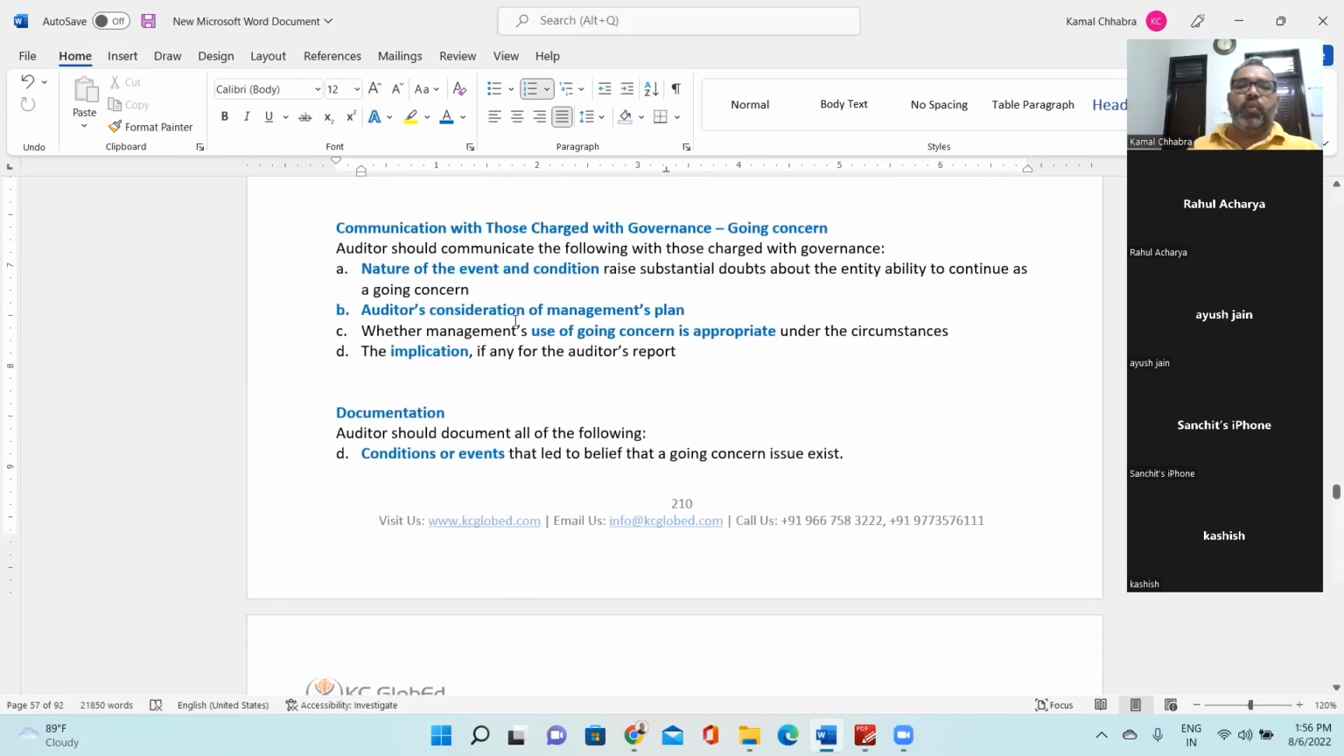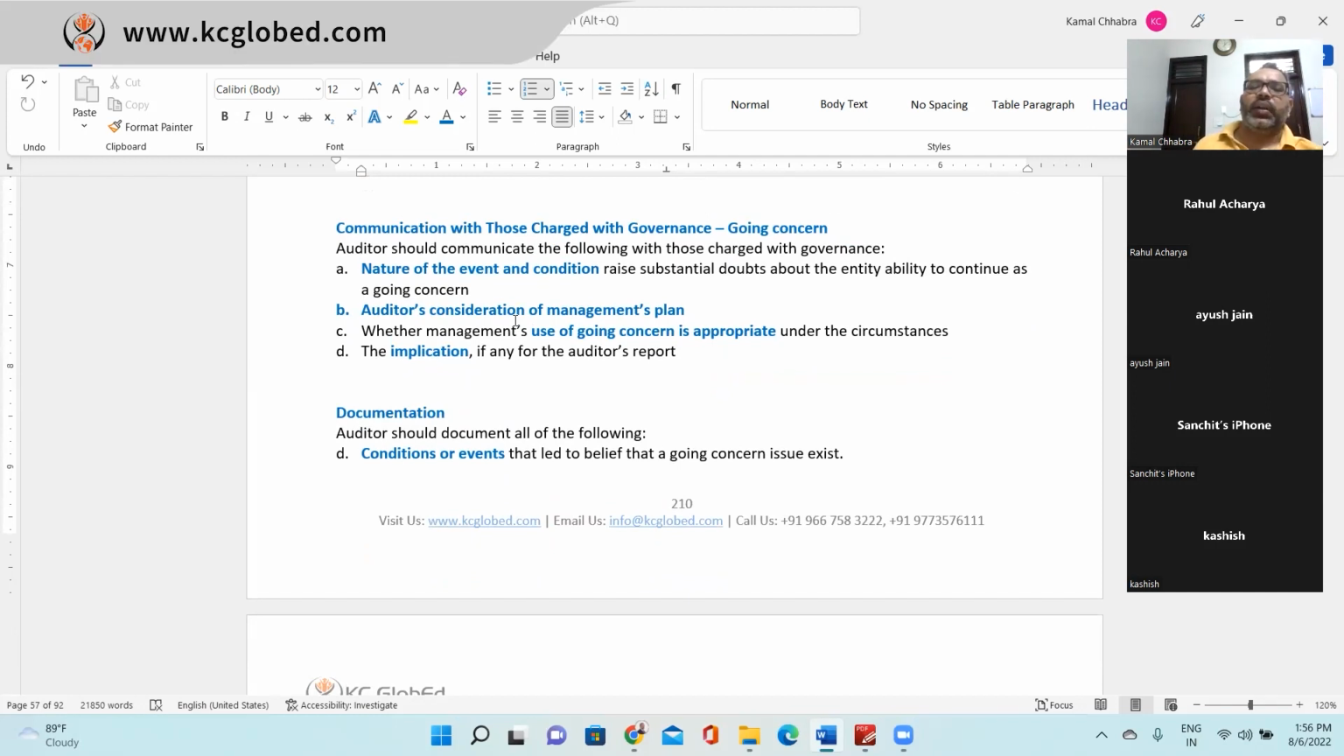Last thing is communication to those charged with governance. For going concern issue, it is mandatorily required for an auditor to communicate to those charged with governance about the nature and event that is resulting in the going concern issue, auditor consideration of the management plan, whether the going concern assumption is appropriate or not, and implication of the same in the audit report. These four things are required to be communicated to those charged with governance.